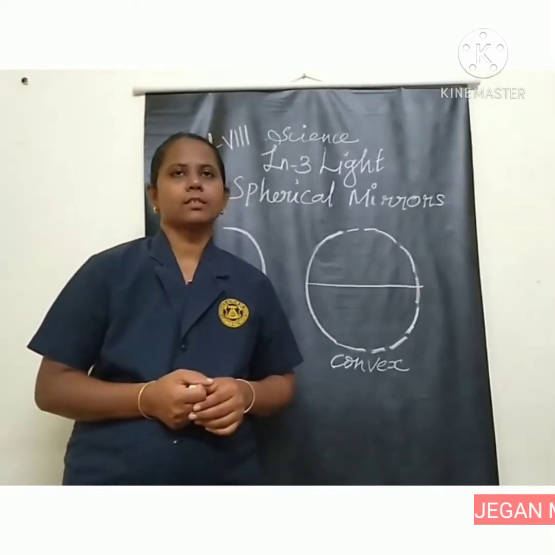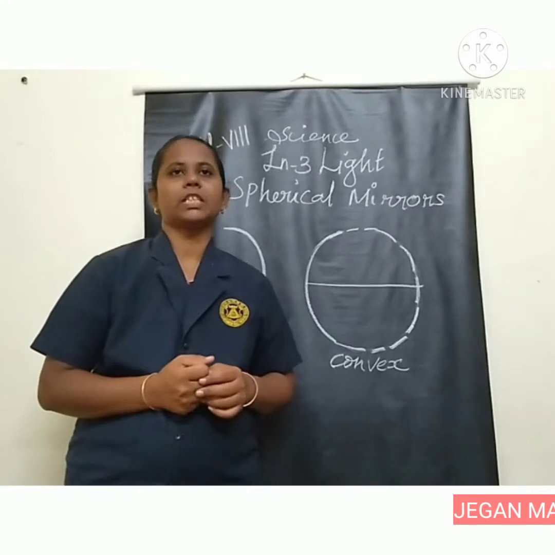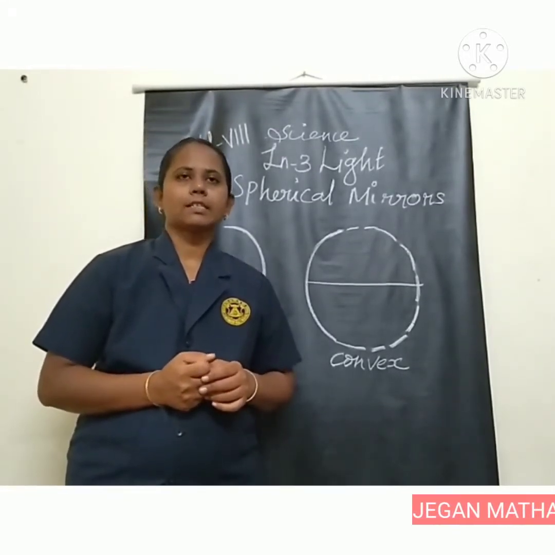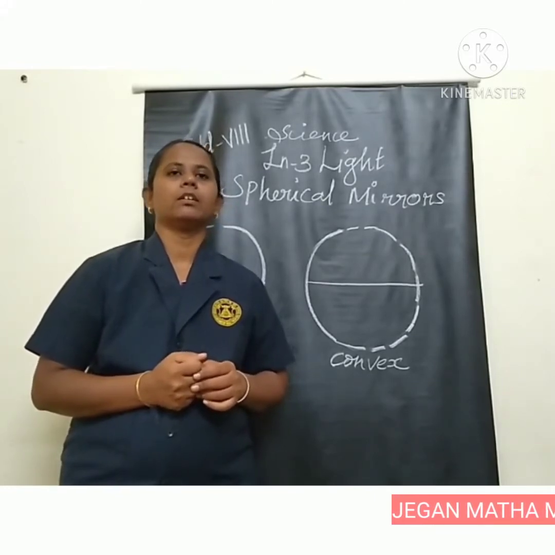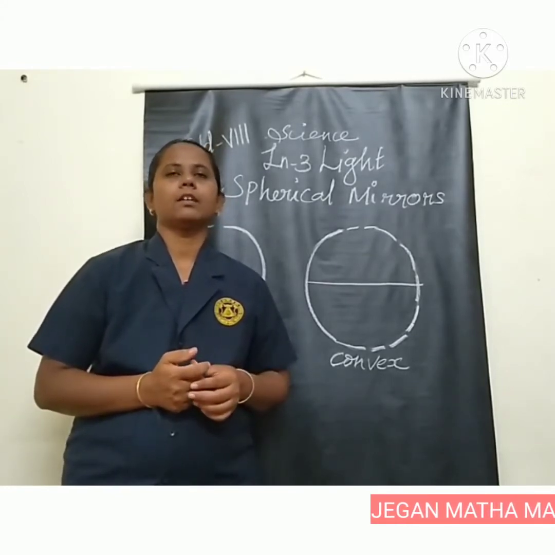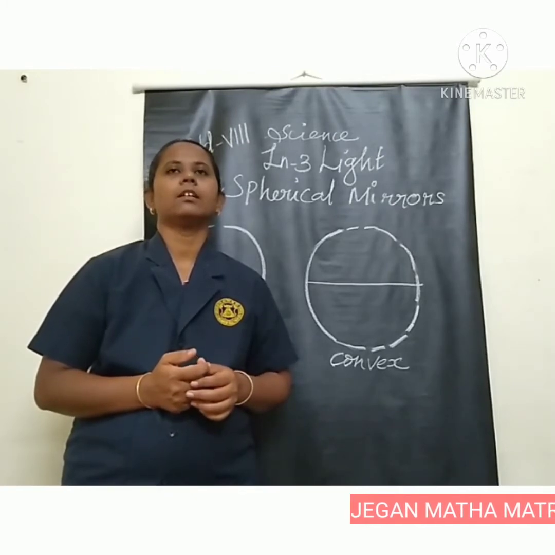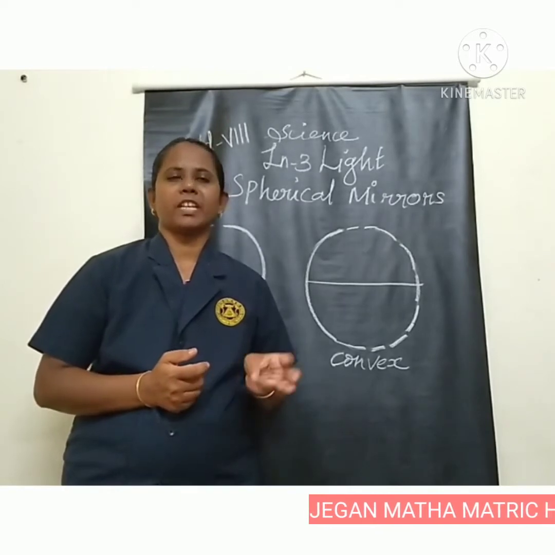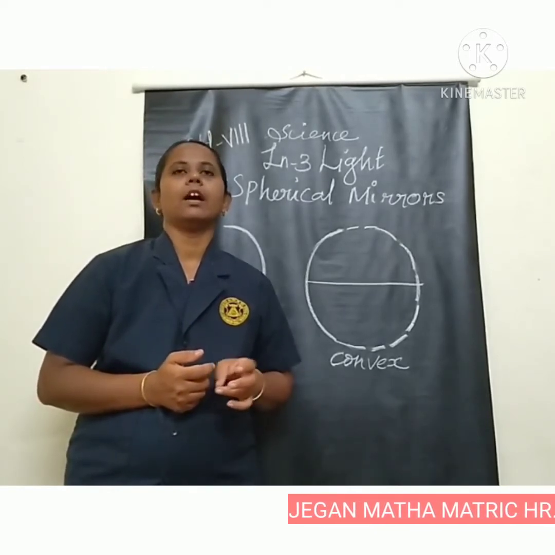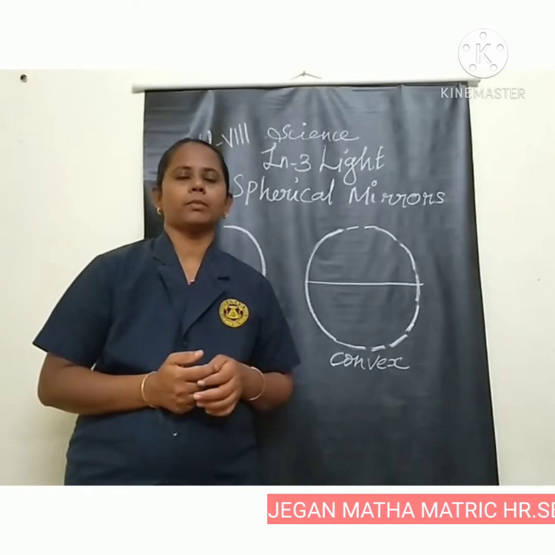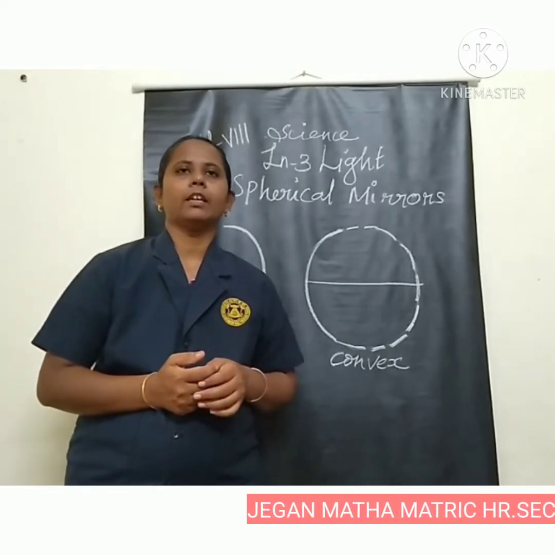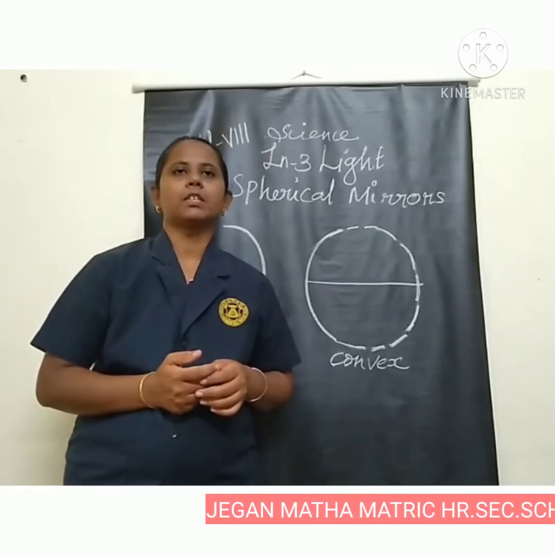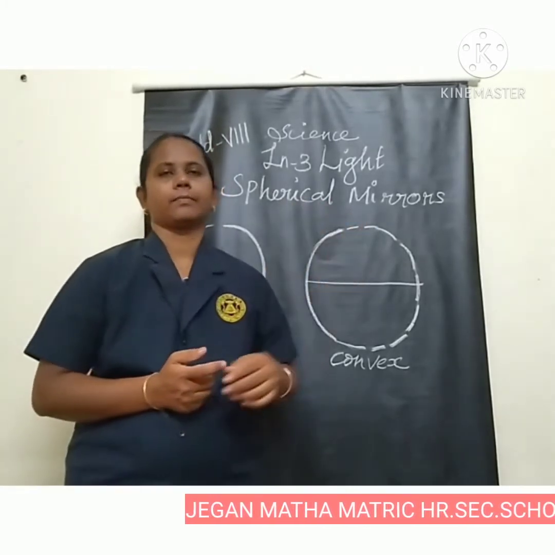Today I am going to discuss 8th standard science, lesson 3, light. In the last class we studied plane mirrors and curved mirrors. Curved mirrors have 4 types: spherical mirrors, elliptical mirrors, cylindrical mirrors and parabolic mirrors. Today let us see a new topic, the terms related to spherical mirrors.